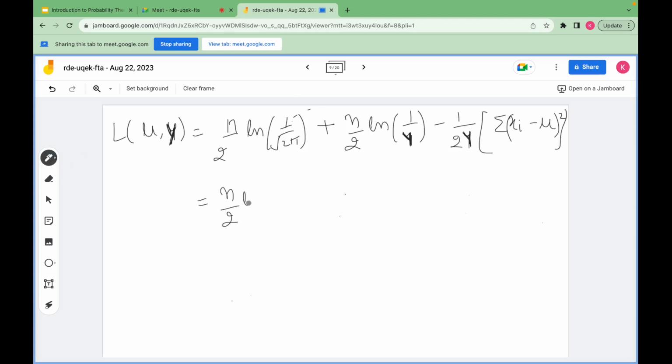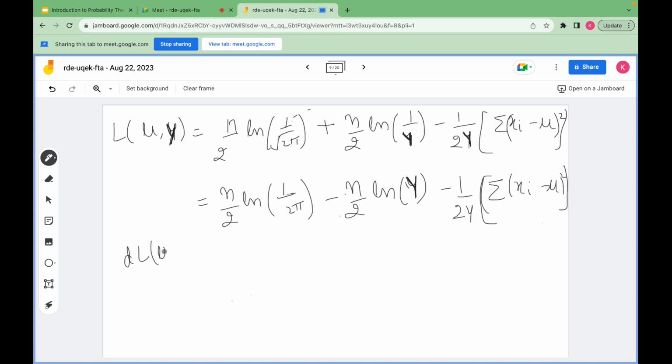This is n by 2 ln 1 upon root 2 pi. Oh sorry, this is 2 pi, because we are taking n by 2 here. Now we can change this to ln y. We just took the power y minus 1, and that minus 1 will come here. So this will become minus n by 2 minus 1 upon 2y sigma xi minus mu whole square.